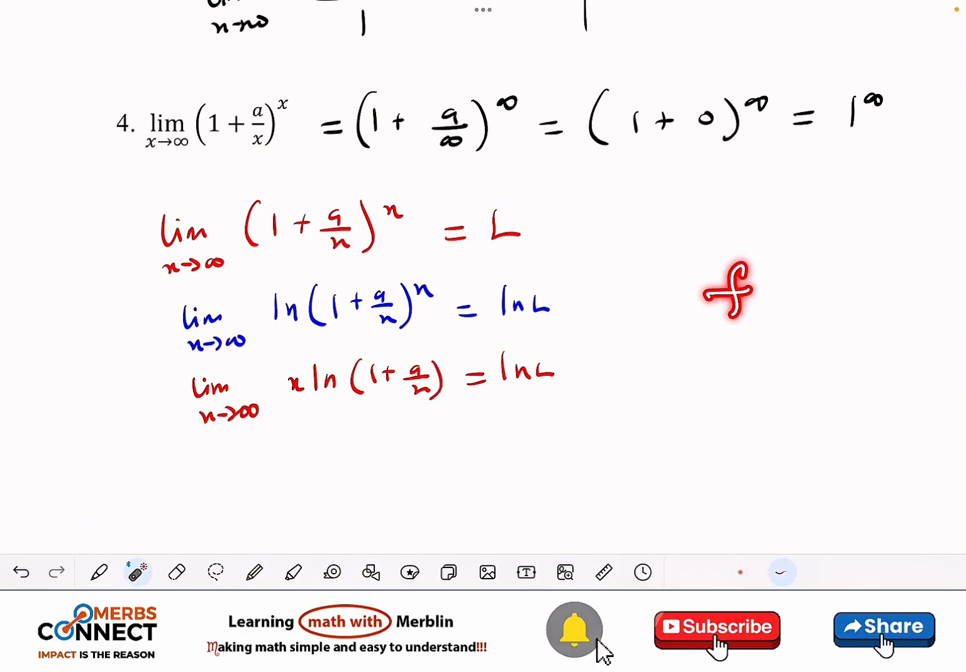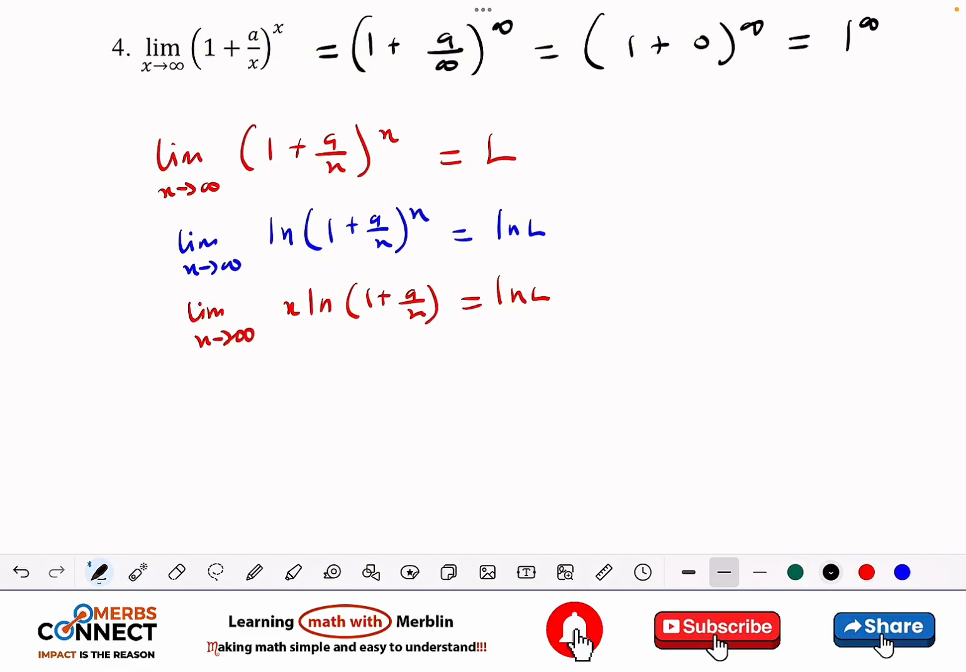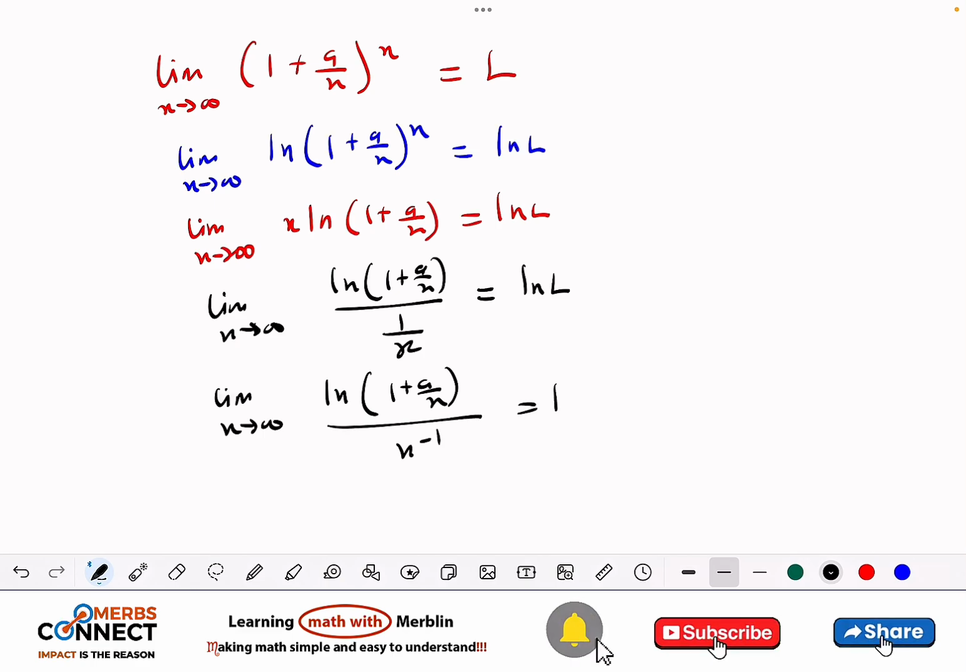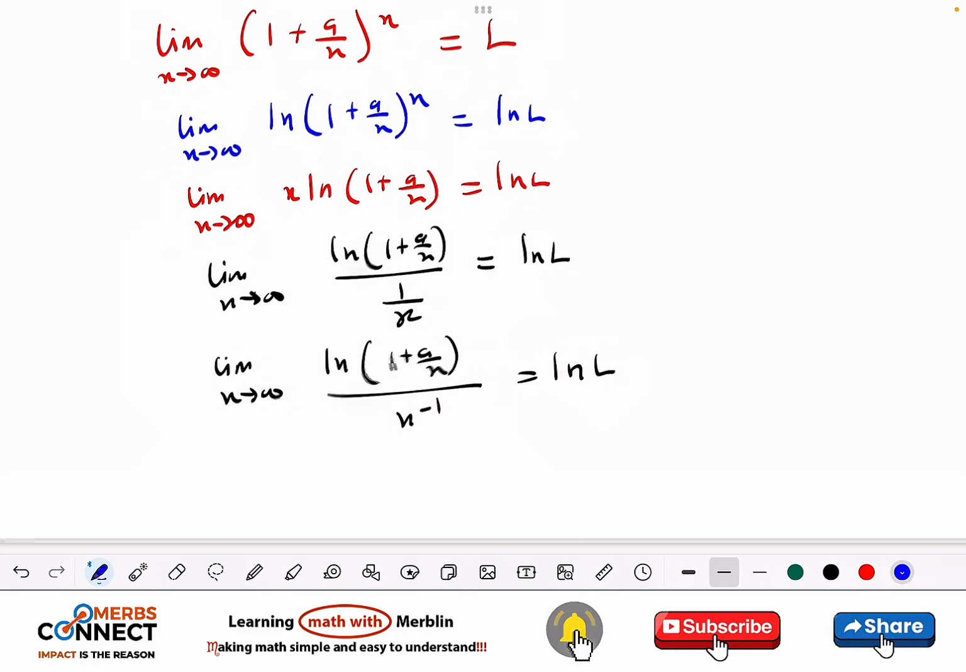So since we need function divided by function, I'll write x as 1 divided by x to the power minus 1, and this is going to give me this. So from here, I'm going to have limit x approaching infinity. And when I simplify this so that I can differentiate it, this is x to the power minus 1. Now we can apply L'Hopital's rule.